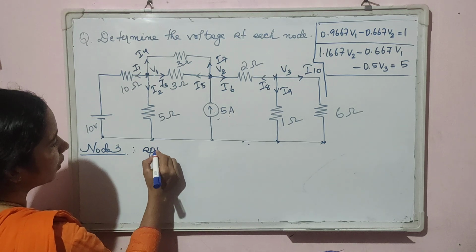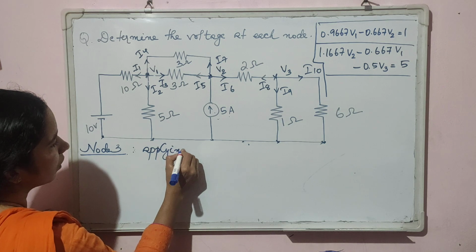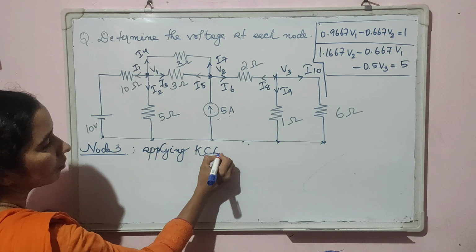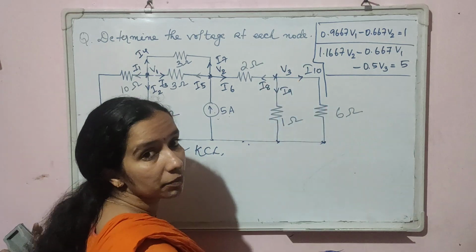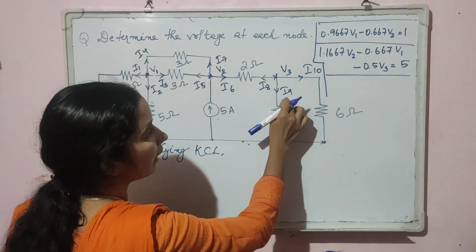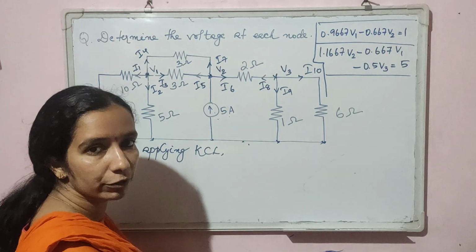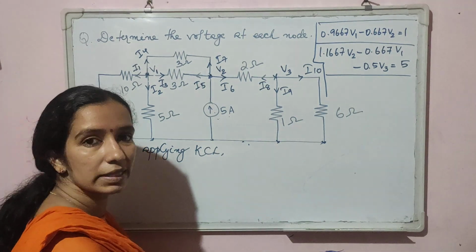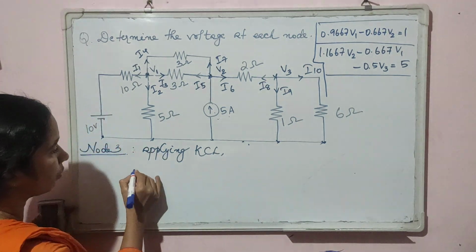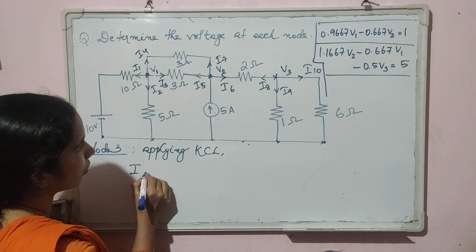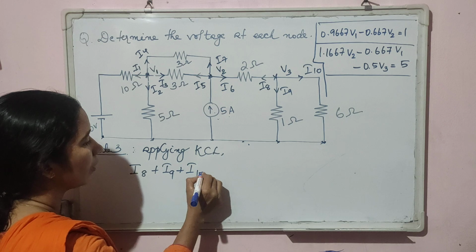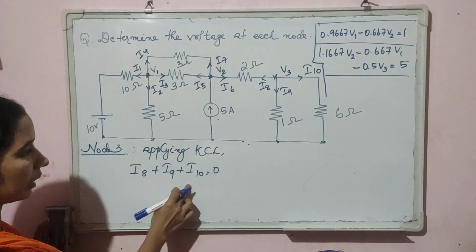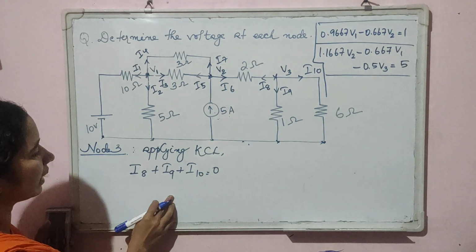Apply KCL to node 3. So consider node 3. There are 3 currents meeting at this node, I8, I9 and I10, and all are leaving from the node. There are no currents entering into the node. So sum of leaving currents equal to 0. I8 plus I9 plus I10 equal to 0. So now write the equation for I8, I9 and I10.